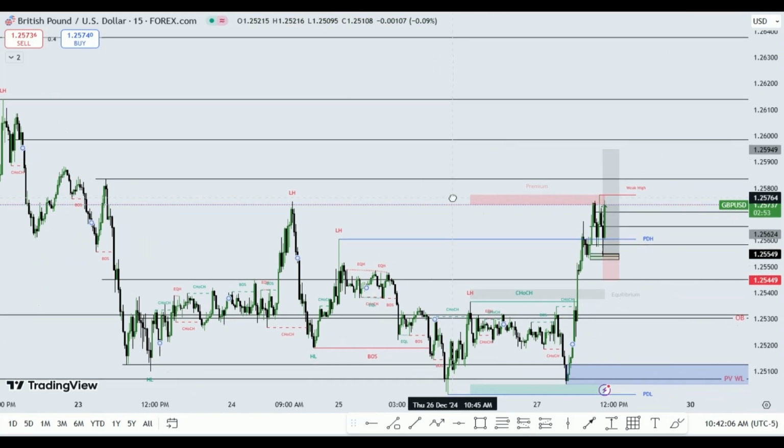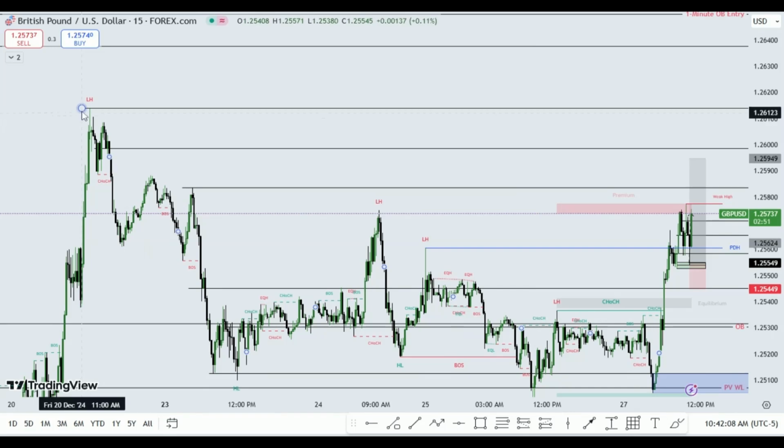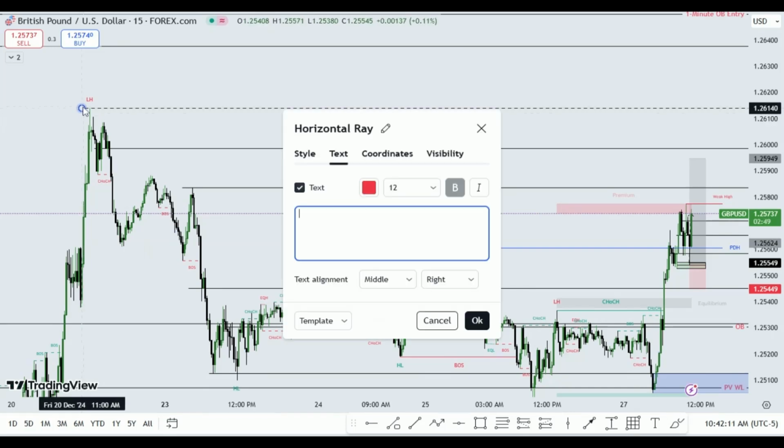But before, let's show you how we select this setup based on a valid order block. This is on GBPUSD.